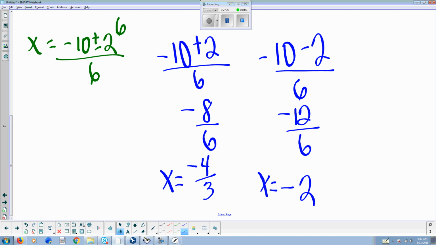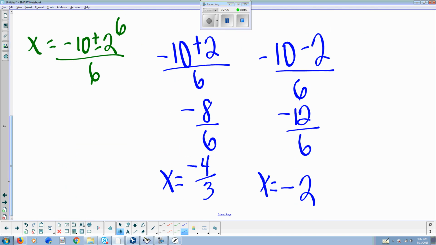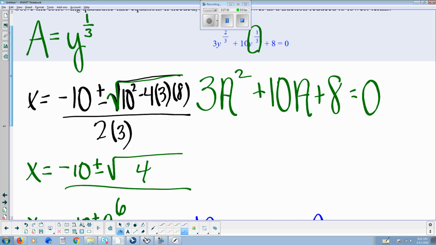Not x. Capital A. This was capital A. This was all variable capital A. So let me go back and fix that. This is what capital A equals. Now, is that what we were supposed to solve for? No. We were supposed to solve for y.